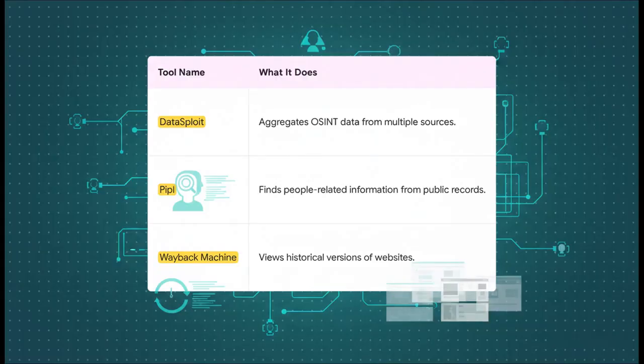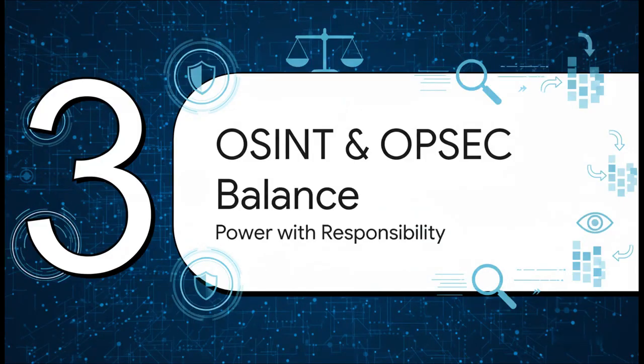And to round out our toolkit, let's talk about tools for pulling everything together and even looking back in time. Datasploit is awesome for taking data from a bunch of different sources and organizing it all into one easy-to-read report. Pipl is laser-focused on finding information about people, digging through public records and social media. And of course, the Wayback Machine. This thing is basically a time machine for the internet. It lets you see what websites looked like years ago, which is priceless for finding info that's since been taken down.